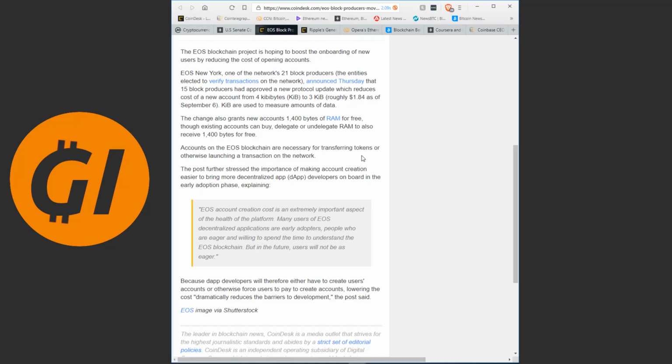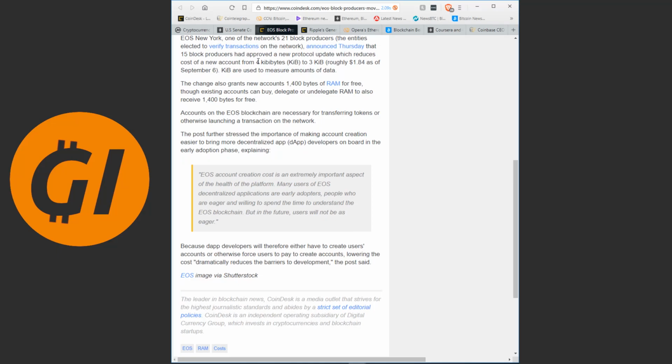Kibibytes. Okay. That's supposed to be something else. To roughly 3, which is $1.84. And they are used to measure amounts of data. I actually don't know this standard of data measurement, so I can't say anything about how much it actually is.